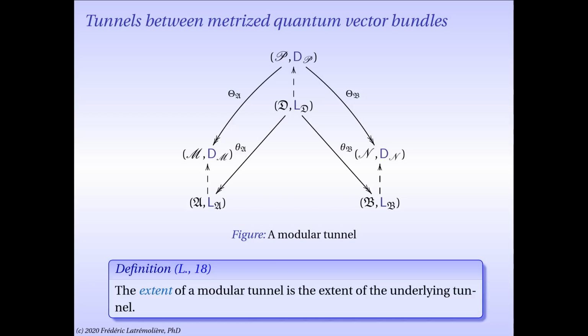A tunnel consists first of a choice of a third metrized quantum vector bundle P, D_P over a quantum compact metric space D, L_D. That is the space at the top of our diagram. We then choose two module morphisms, one from P over D to M over A, called capital Theta A, and one from P over D to N over B, called capital Theta B. We then ask that both Theta A and Theta B be quantum isometries.